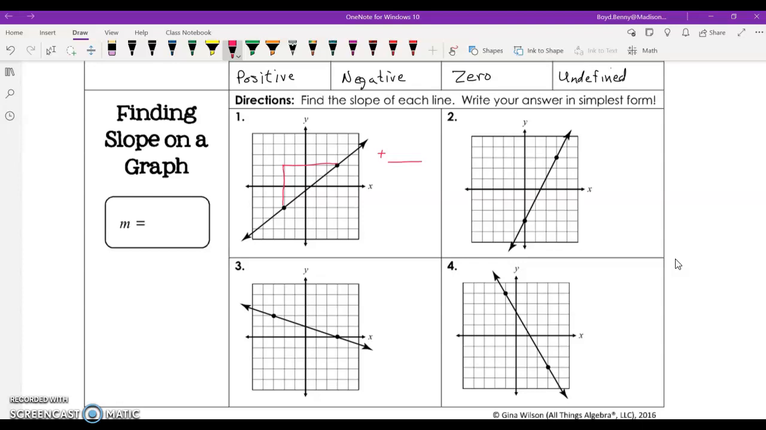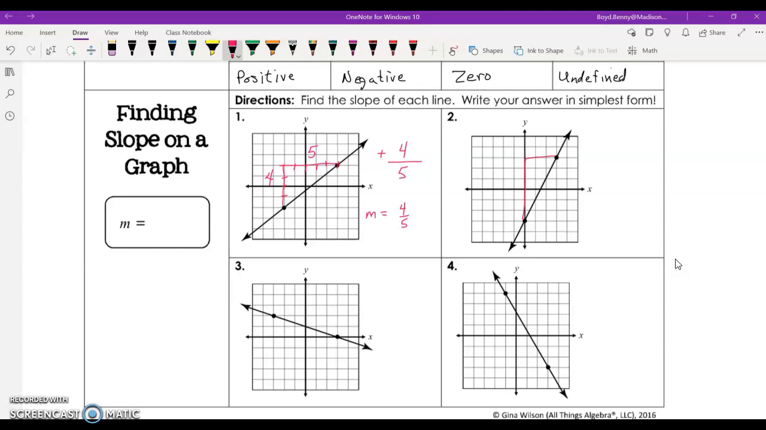So on this one, I can see that I rise 1, 2, 3, 4 spaces. Rise goes on the top, and I run 1, 2, 3, 4, 5 spaces. Run goes on the bottom. So my slope here would be a positive 4/5. Okay. So for number 2, I would like for you guys to try number 2. Okay, so let's see how you did.